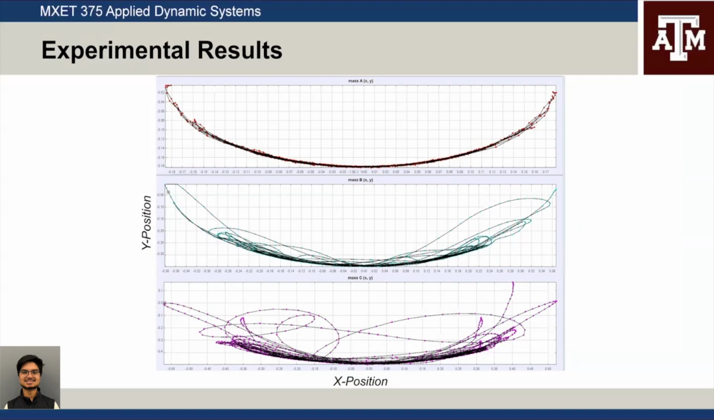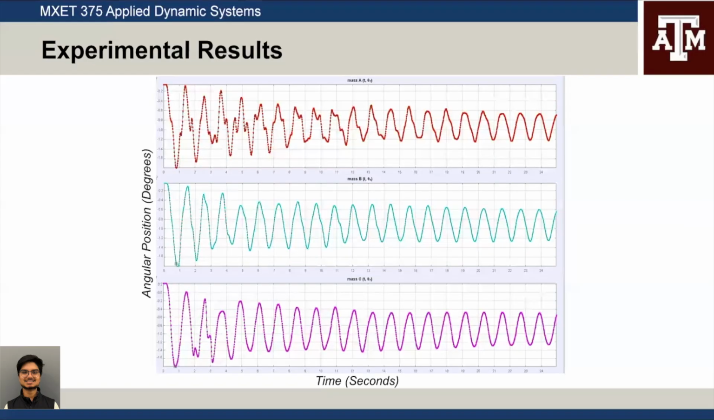The X and Y position of the pendulum are shown in these plots here, which directly plot the Cartesian position of each of the joints from the origin, which is the pendulum mount at the very top. Now, Tracker can also produce angular position plots, and each of these 3 plots also corresponds to the angular position of the pendulum.